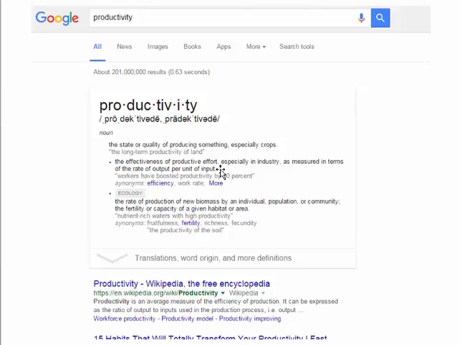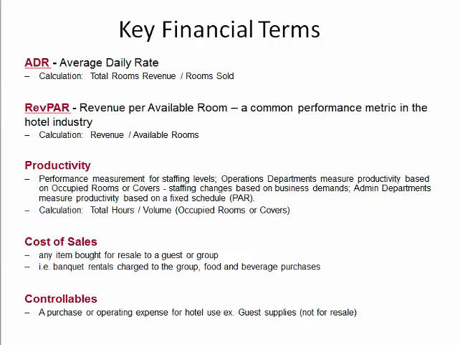Or if we're looking at a restaurant or a catering or a banquet department, we're looking at hours per covers. So generally the units that we're dividing by here are occupied rooms or covers. So again, key financial terms we've talked about in previous videos, ADR, RevPAR, and those key stats. And here, we have cost factors like food costs and cost of sales and controllables, items like guest supplies or hospitality or comp services and so forth.